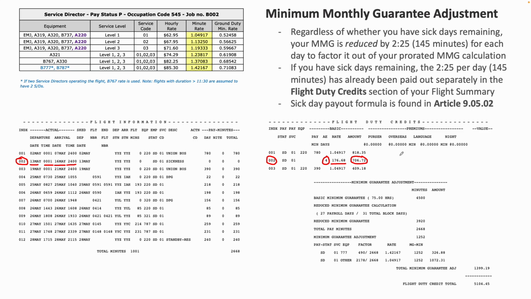So as long as you have sick days, you will be paid separately in your flight duty credit section for the time spent sick. When you don't have sick days, then this doesn't happen. Either way, you will have the number of days that you are sick factored out of your minimum monthly guarantee.